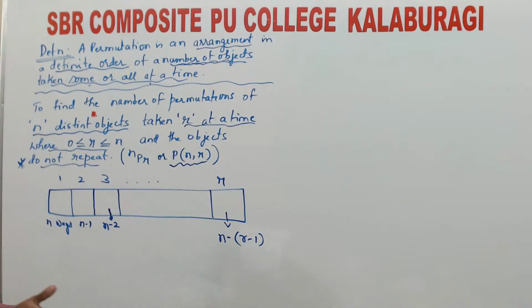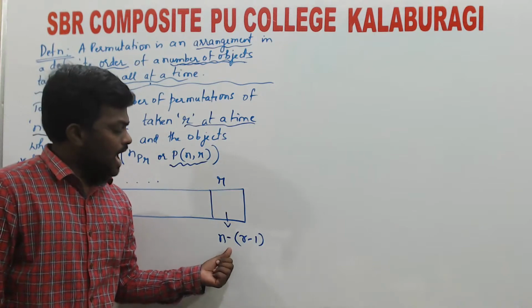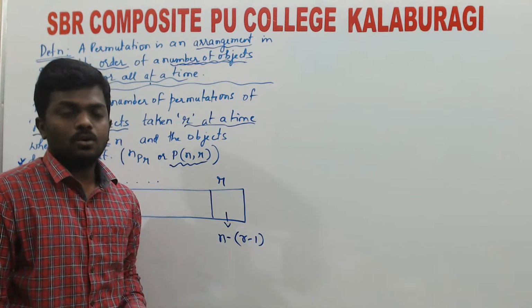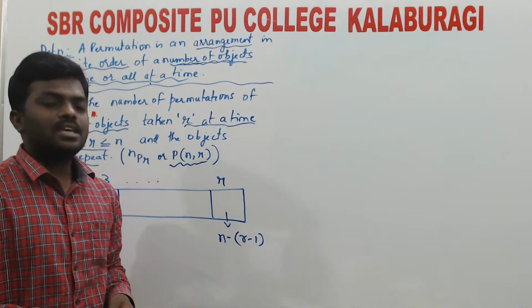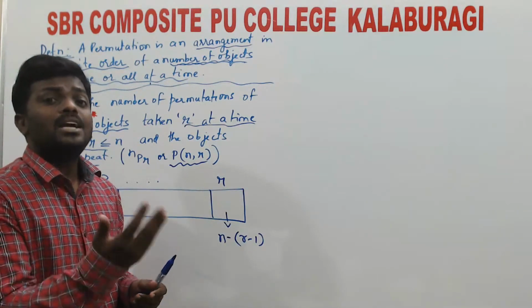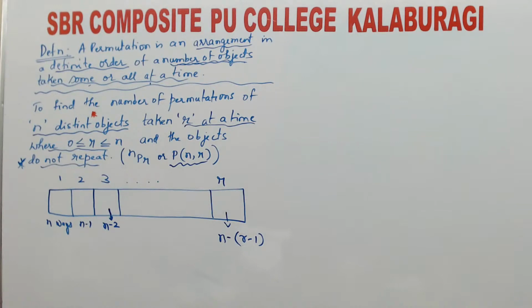Okay. You might be wondering how sir has written n minus of r minus 1. One more thing, if you observe carefully, it is following a particular pattern. To fill the first box, how many ways do we have? n ways. So can I write this as n minus of 1 minus 1? Right, students? So what is 1 minus 1? 0. n minus 0 is n ways. These two are similar.